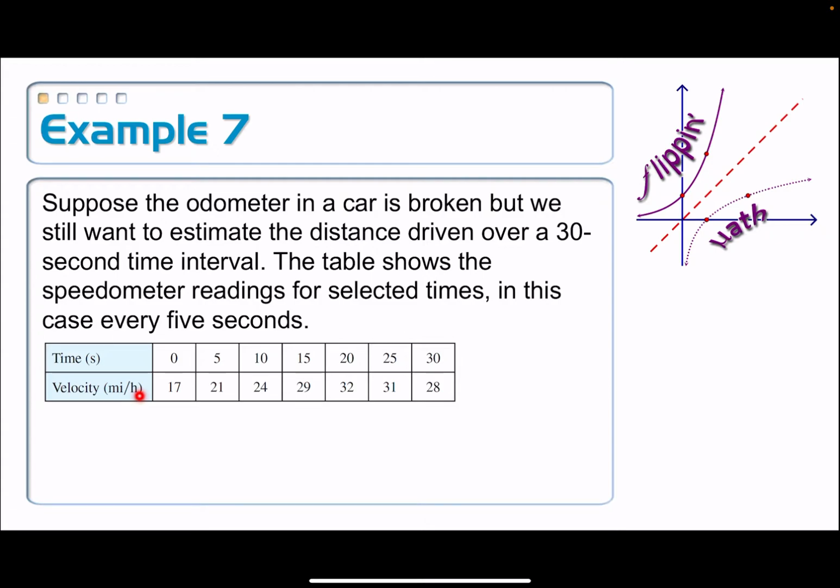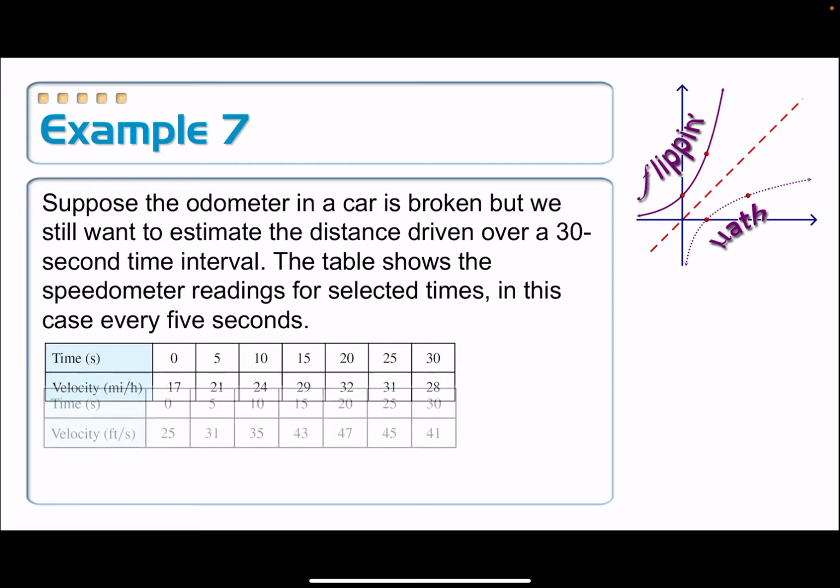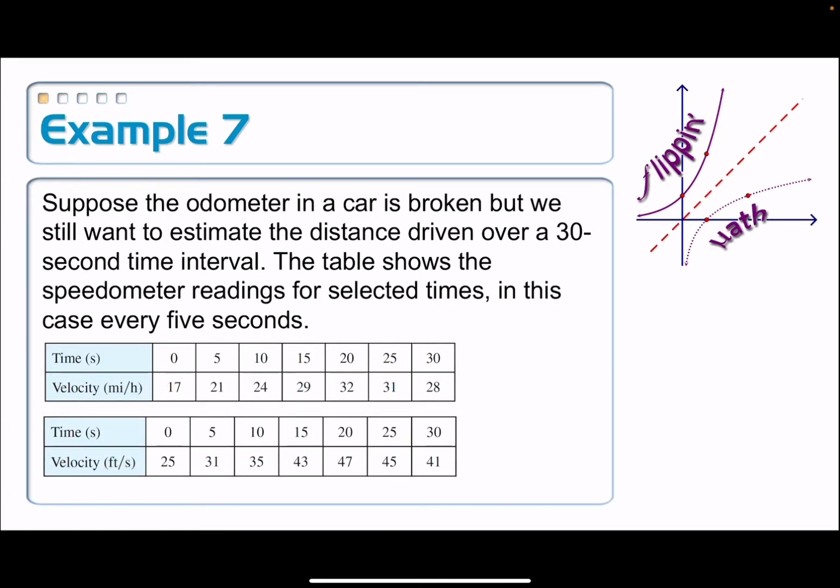Turning it into seconds, though, is going to make these miles maybe obnoxious little decimal numbers. So instead, how about we turn them into feet per second? And so here is the same exact speed, our velocity versus time, but this time in feet per second. Okay, so the question is, I just have velocity and I have time. How am I supposed to get how far the car traveled over those times?